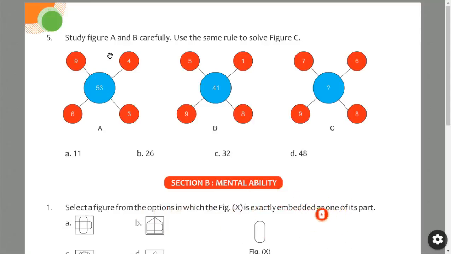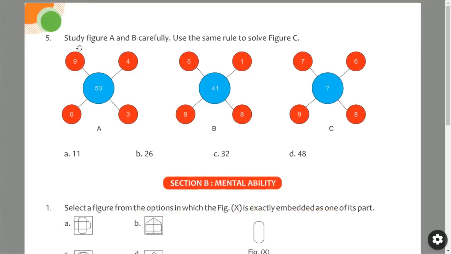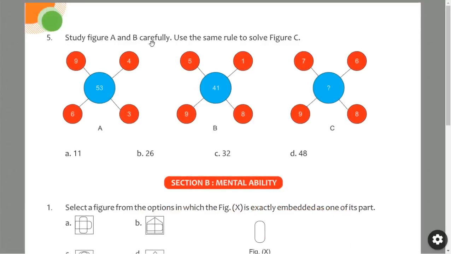So first let me read the question. The fifth question is: study figure A and B carefully. Here two figures are given, figure A and figure B. Use the same rule to solve figure C. Whatever rule they have applied in figure A and figure B, the same rule needs to be applied for C. Four options are given, and you have to find out which is the correct answer.